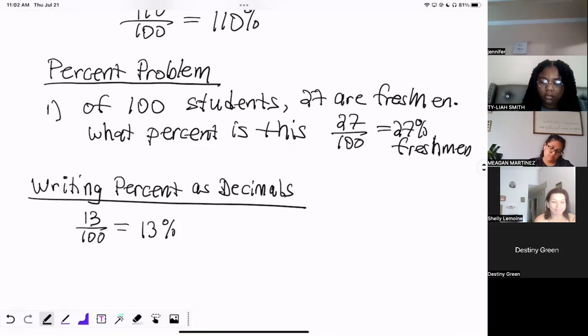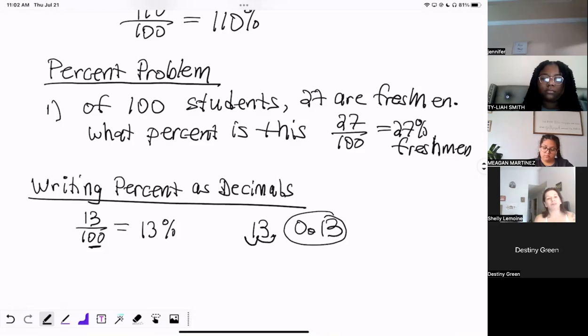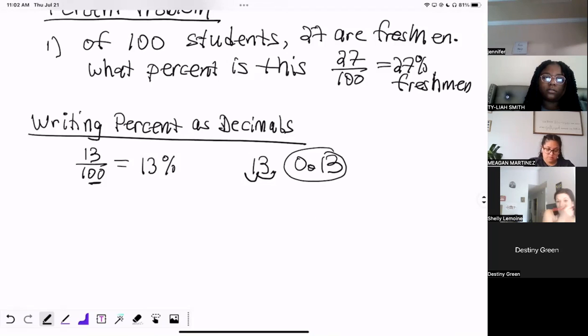Okay, but what is it in decimal? Well, if we divide by 100, remember, we move our decimal place how many zeros we're dividing by. So I take 13, I move it 2 places. That would be 0.13 in decimal form. We already did that in the last section. You divide by 100, divide by 10, you move the decimal place how many zeros you have. 0.13.